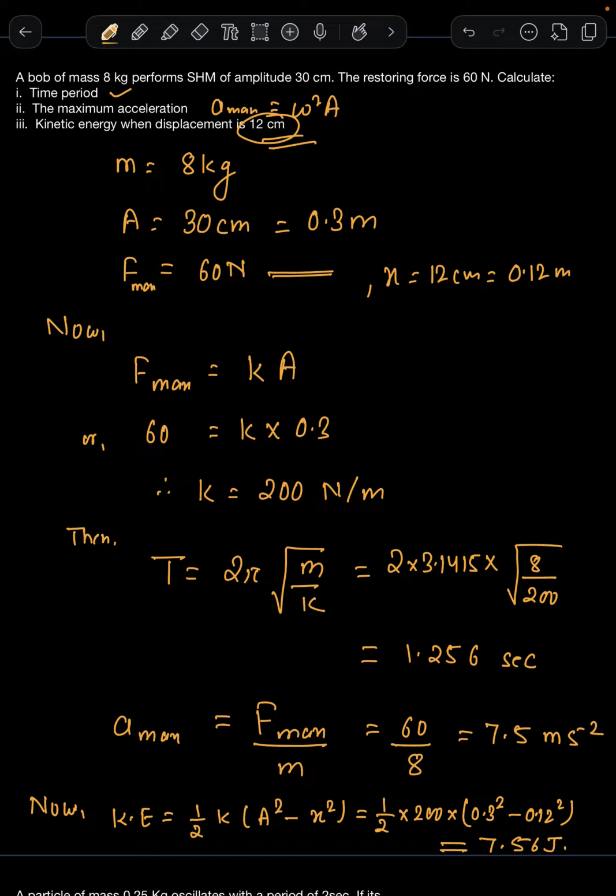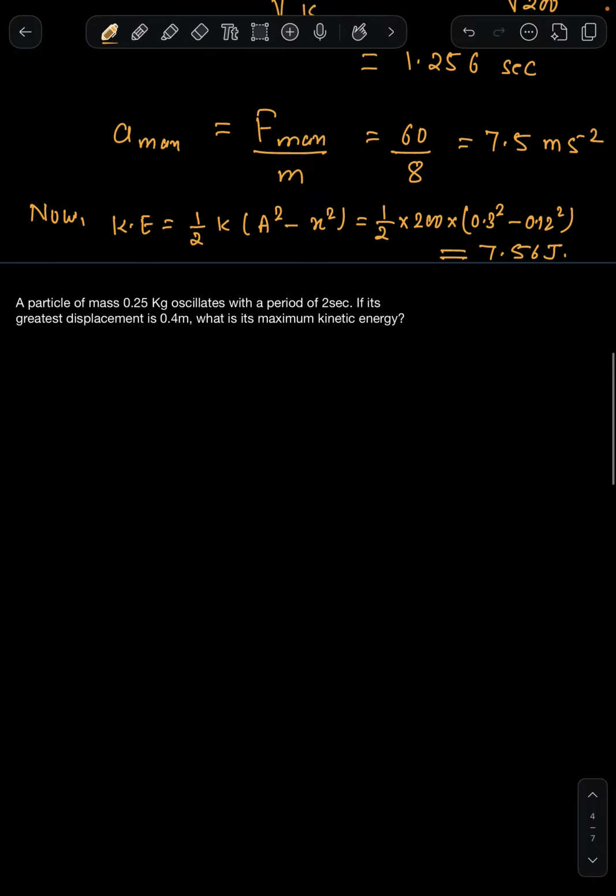Now the fourth question. A particle of mass 0.25 kg oscillates with a period of 2 seconds. So here mass is 0.25 kg and we can see time period is 2 seconds. The greatest displacement, meaning amplitude, is 0.4 meter. Find the maximum kinetic energy.